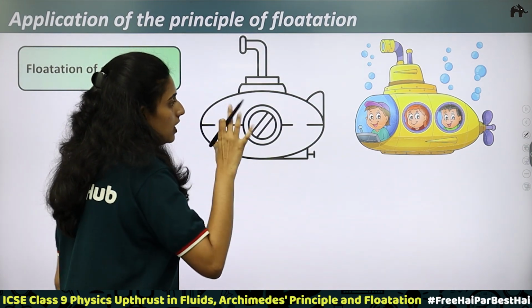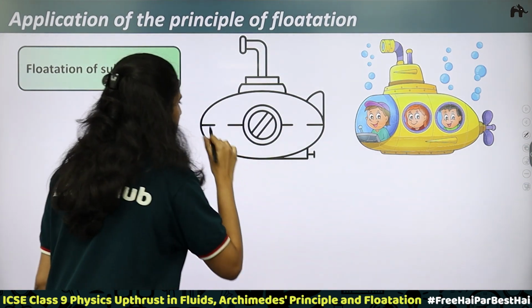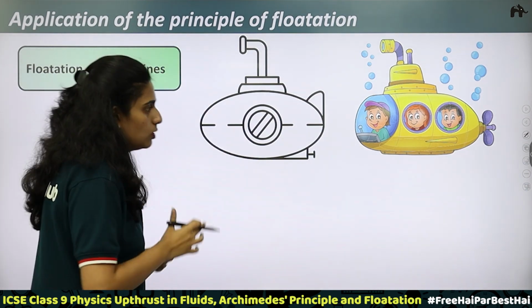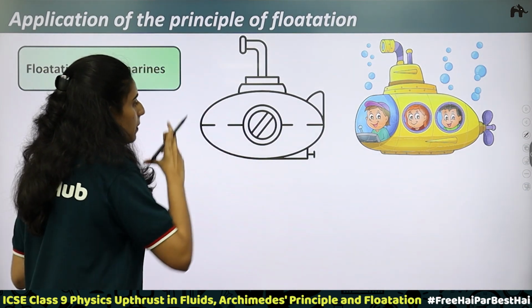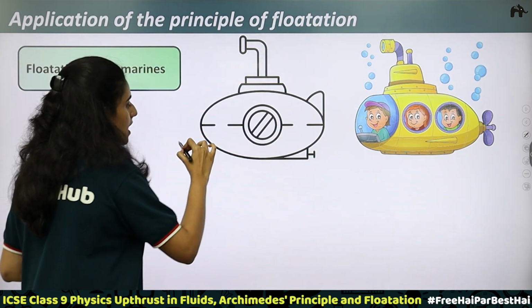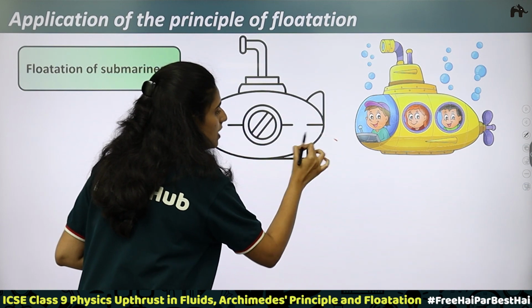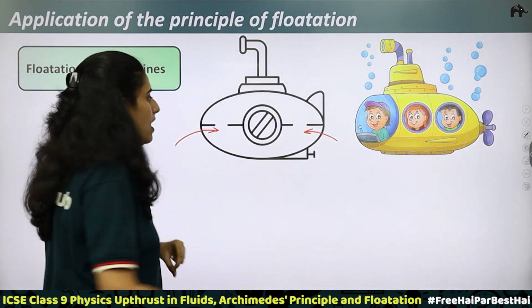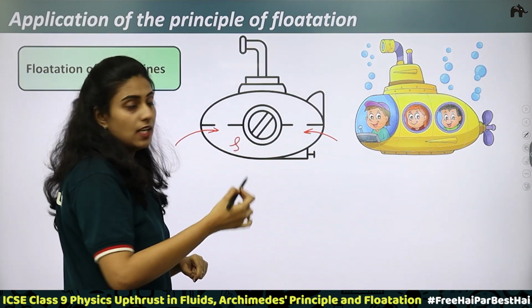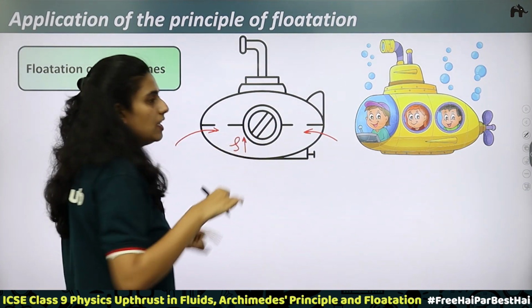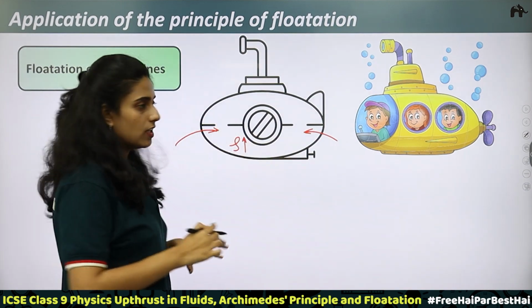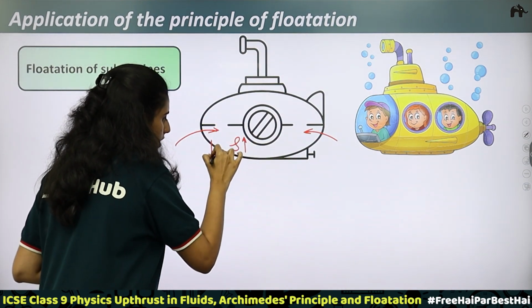Okay. So here what happens is, if the submarine should go inside water, what the diver does is, he will open the ballast tank. When the ballast tank opens, seawater will get inside. When seawater gets inside, the density of the submarine, what happens? It increases. When the density of the submarine increases compared to the density of seawater, the body will start moving down.